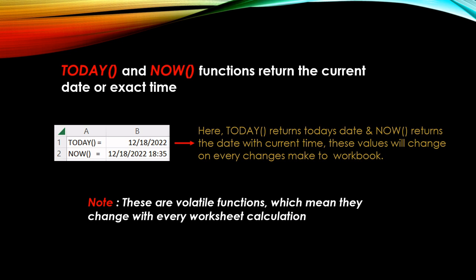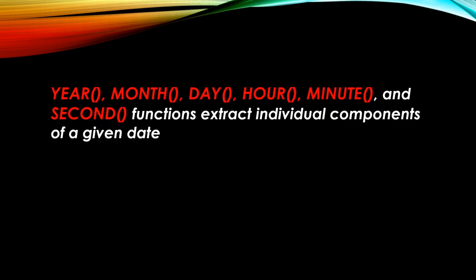Here, it's important to note that these are volatile functions, meaning that they will update any time you make any worksheet change in any open workbook, so they will be constantly changing. The other thing is that Excel will always calculate dates and times based on their precise underlying serial values, or the date values.